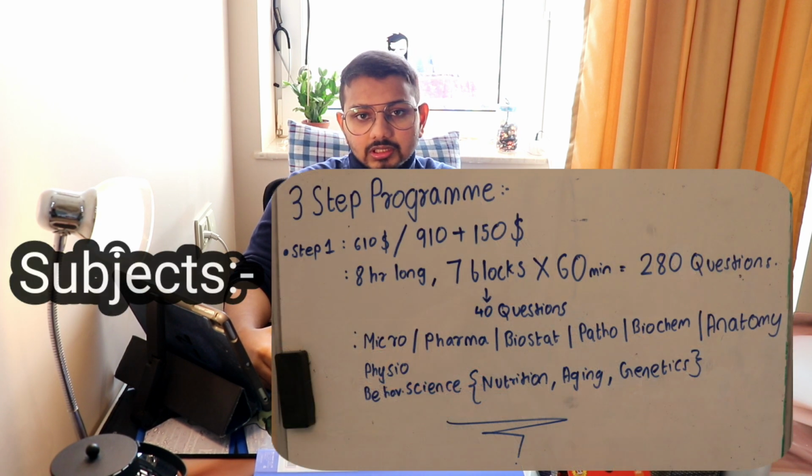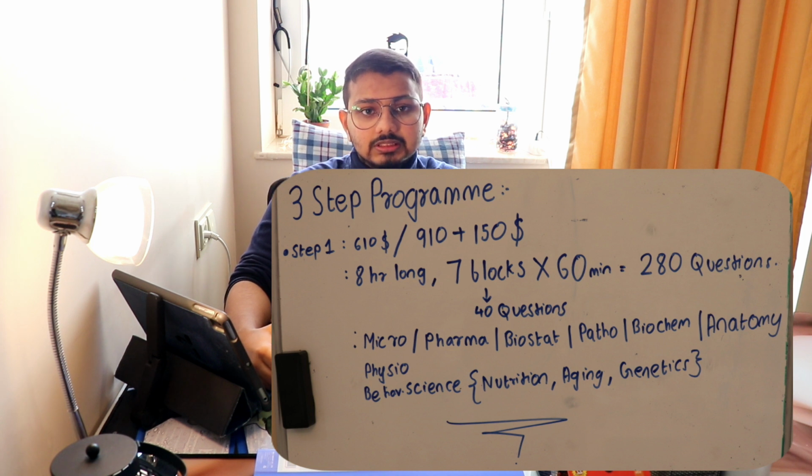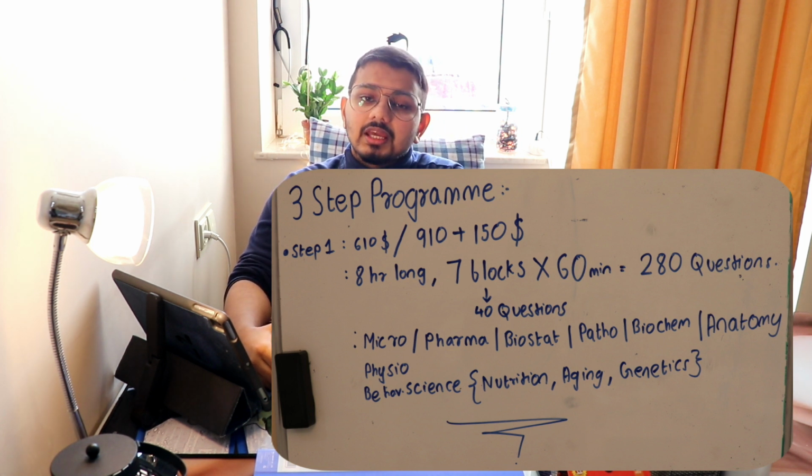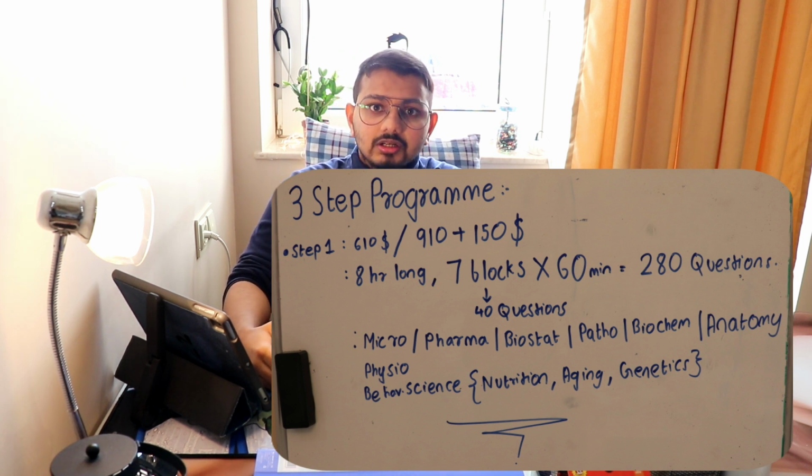Another important note, once you have passed USMLE Step 1, you can't reappear for the next 7 years. But if you fail or get below 192, you can give it again after 3 months. The subjects that will be tested for Step 1 are microbiology, pharmacology, biostatistics, pathology, biochemistry, anatomy, physiology and behavioral science. Then we have other sub-subjects like nutrition, aging and genetics.